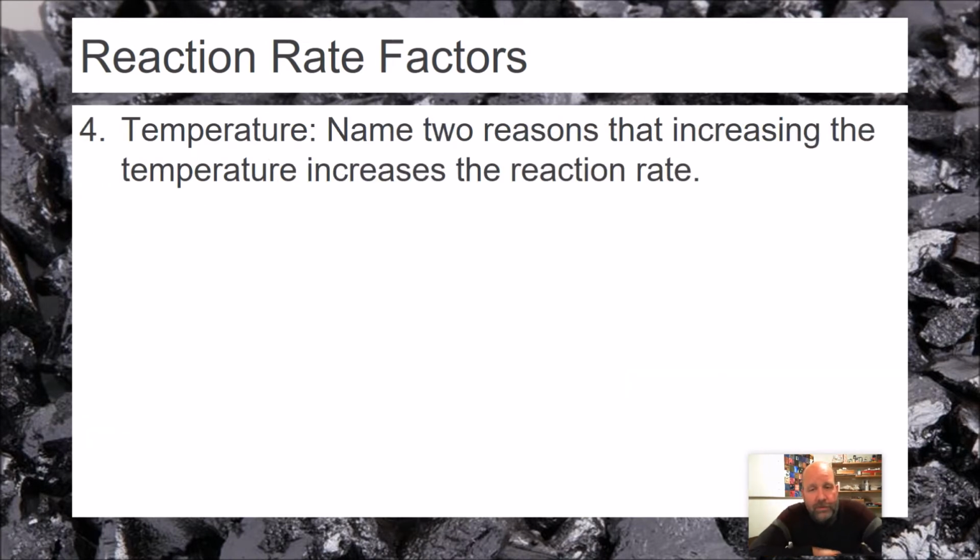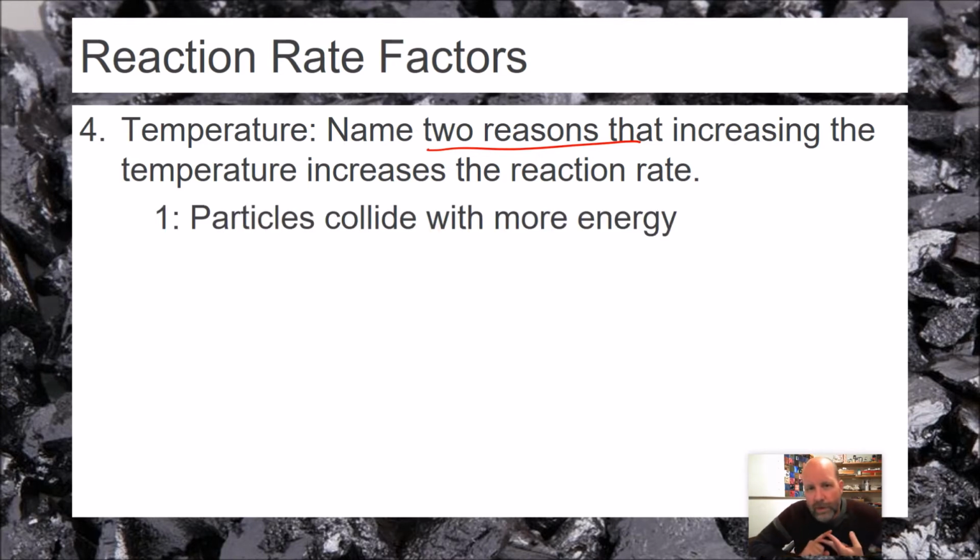Of course, temperature increases the reaction rate. If you increase the temperature, you're going to increase reaction rate for pretty much everything. And you should be able to think of 2 reasons why, right? Name 2 reasons that increasing the temperature increases the reaction rate. We've really already discussed this, but pause the video here, check with your neighbor or with yourself, or tell your dog about it, whatever. Try to come up with 2 reasons why increasing the temperature will make the reaction go faster.